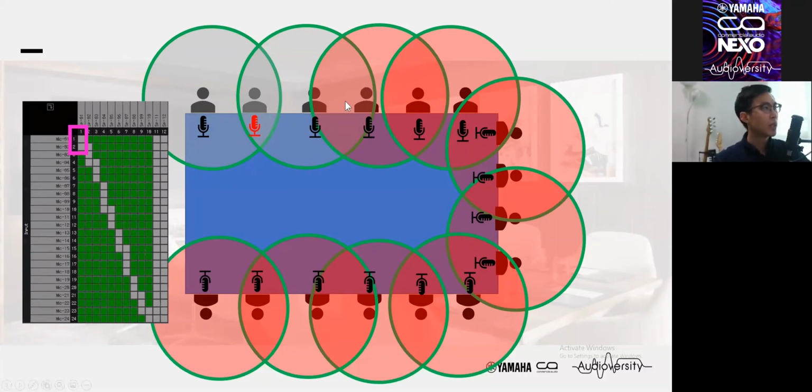For those that have done installs before, if the mic is just below the speaker, you can imagine how much feedback and issues that you may have. So this is quite important when you are dealing with this kind of setup.